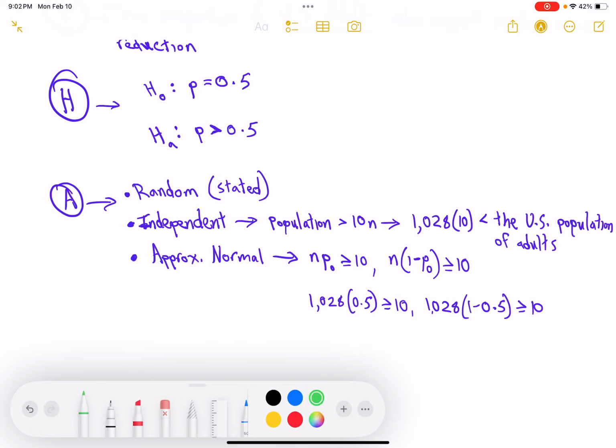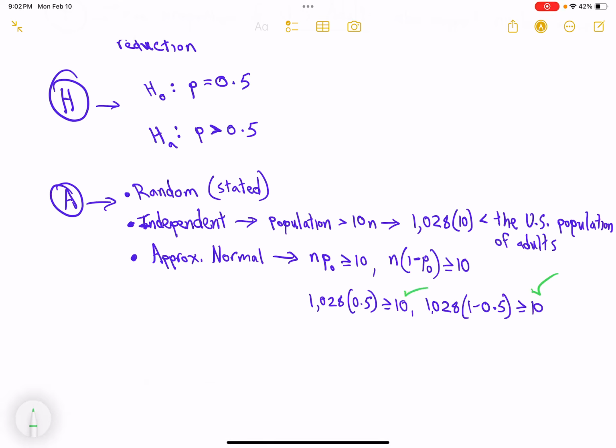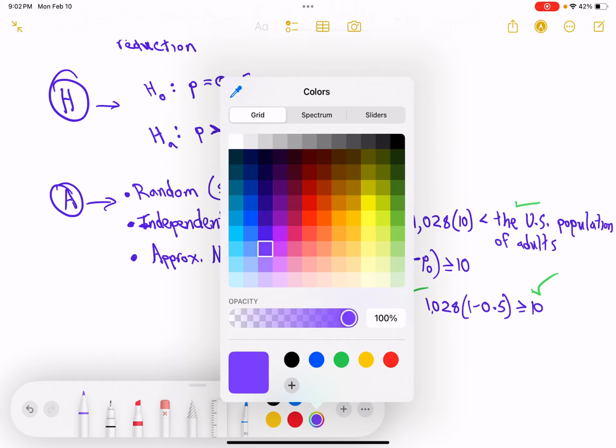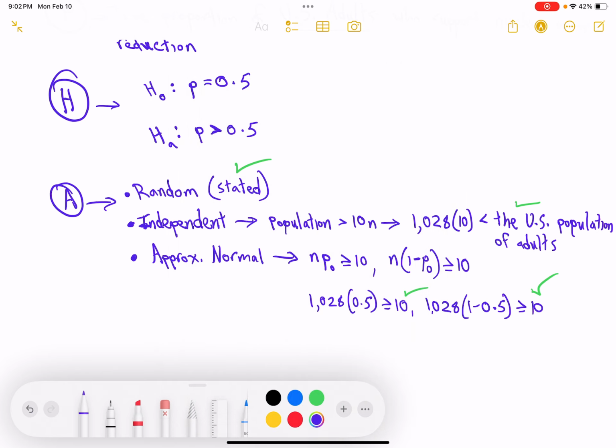Let's go over to green for a second. Check, check, okay, check, and check. We've hit all of our assumptions. We are the heroes that we always knew we were meant to be. Oh, I'm so proud of us already. Okay, deep purple. Let's keep on rolling.